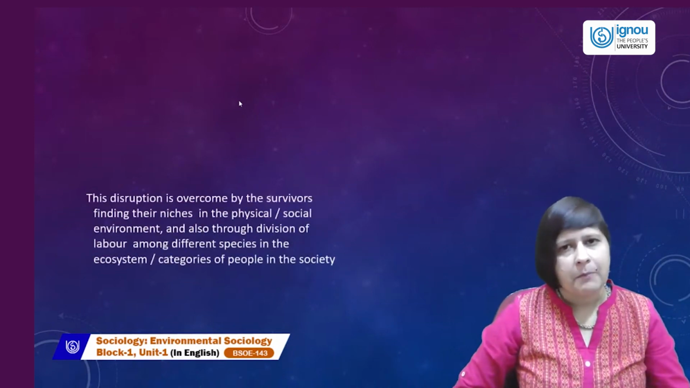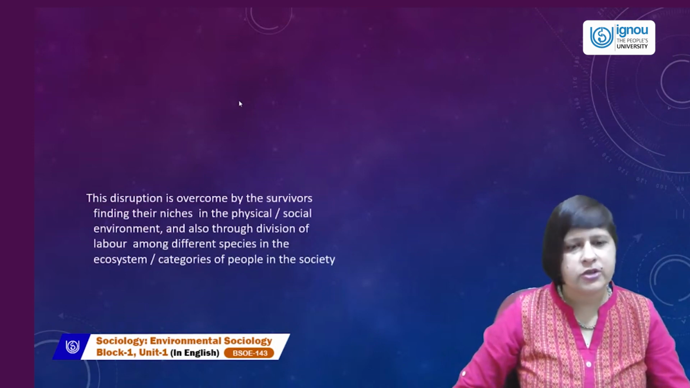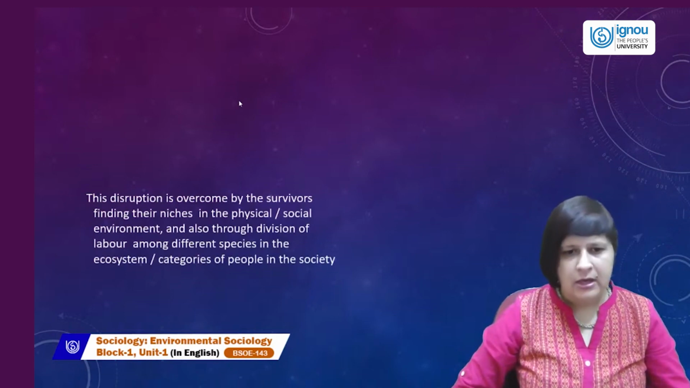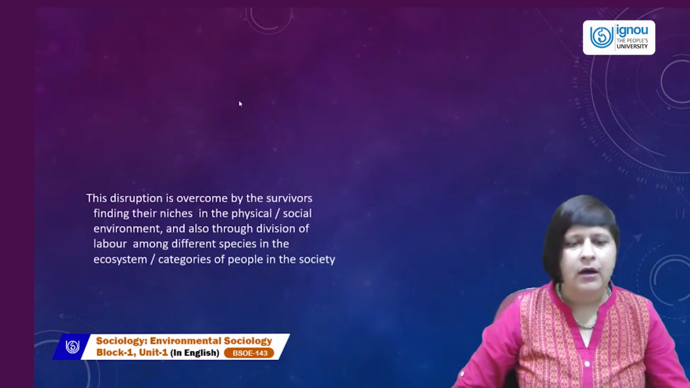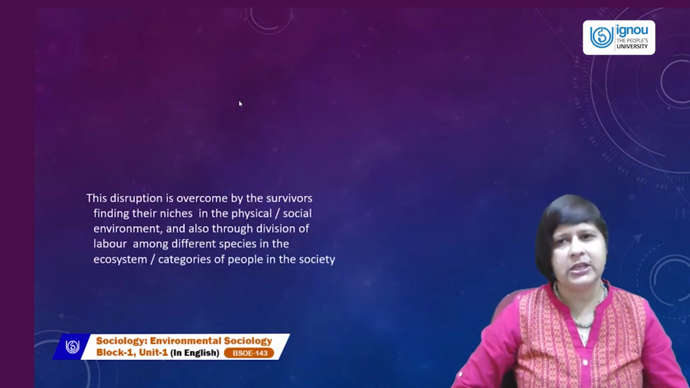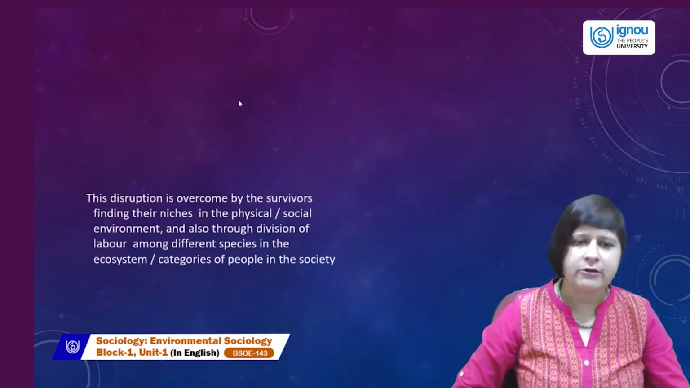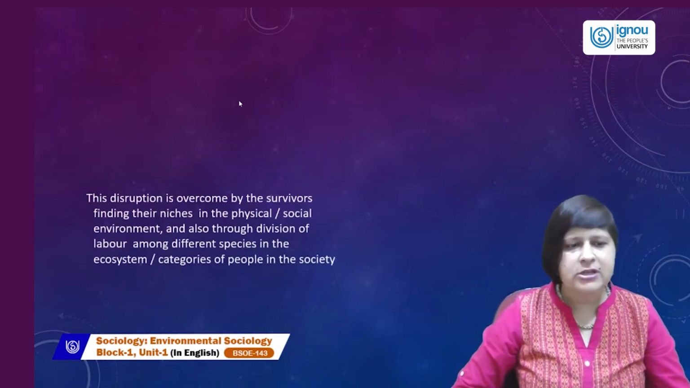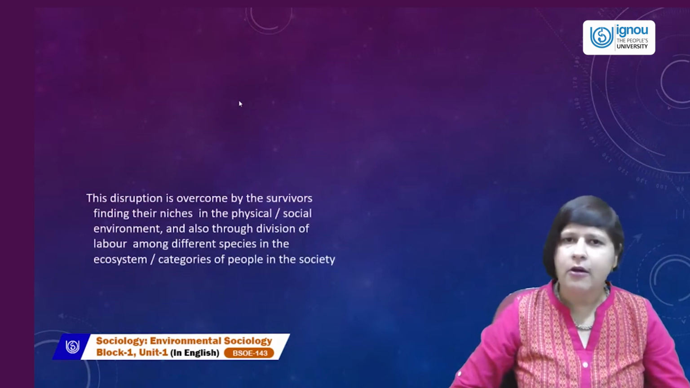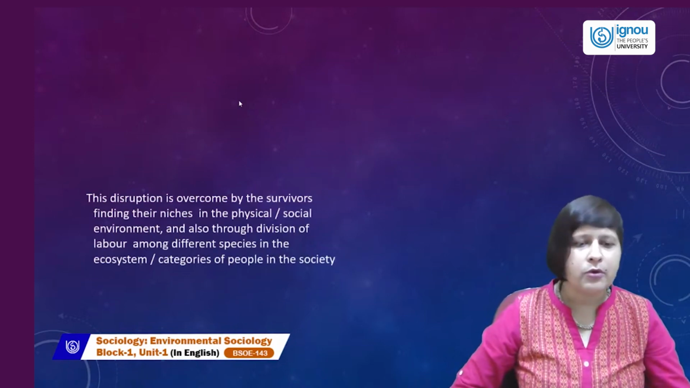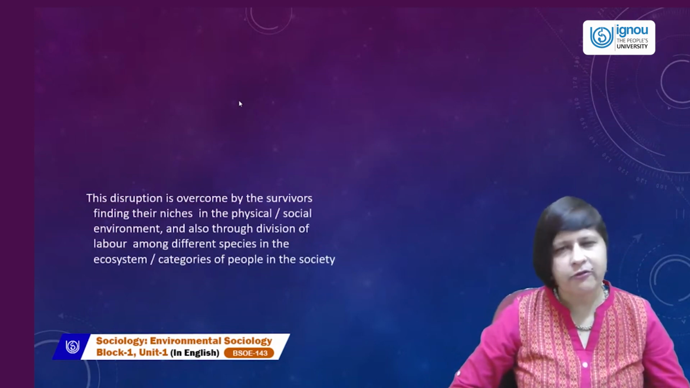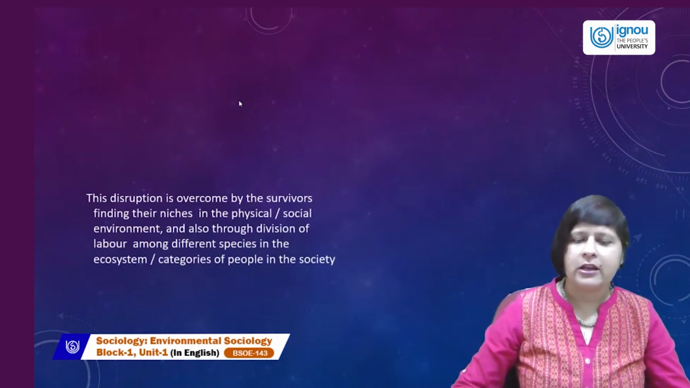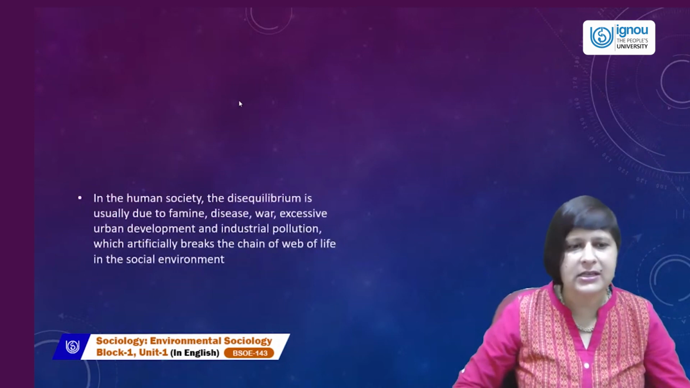The disruption is overcome by the survivors finding their niche in the physical and social environment, and also through the division of labor among different species in the ecosystem or categories of people in society. So people and other organisms compete with each other, and those who are fit can survive. The survivors find their niche in the physical or social environment, and through division of labor among the different species in the ecosystem, the categories of people in society survive.